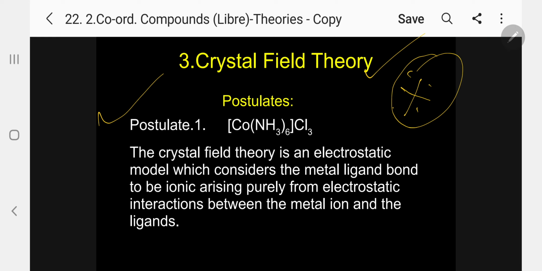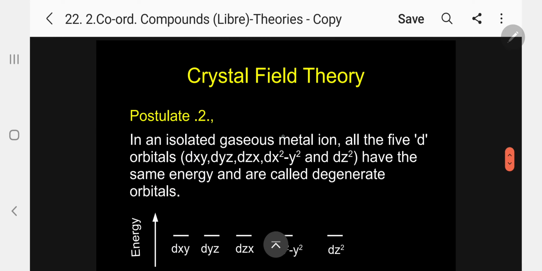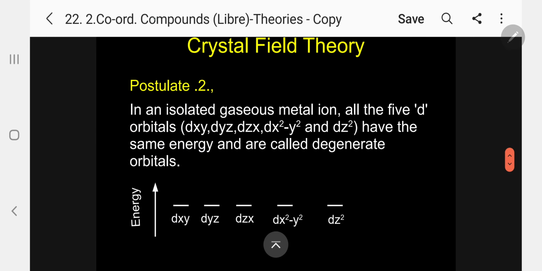The crystal field theory is an electrostatic model which considers the metal-ligand bond to be ionic, arising purely from electrostatic interaction between the metal ion and ligand. Purely ionic in the sense that the ammonia donating electrons will be negative and the metal ion accepting electrons will be positive, so it is ionic in nature. Kindly follow. Number 2.